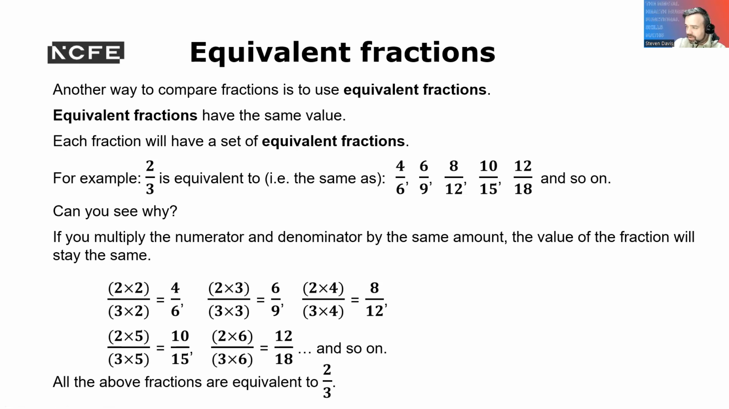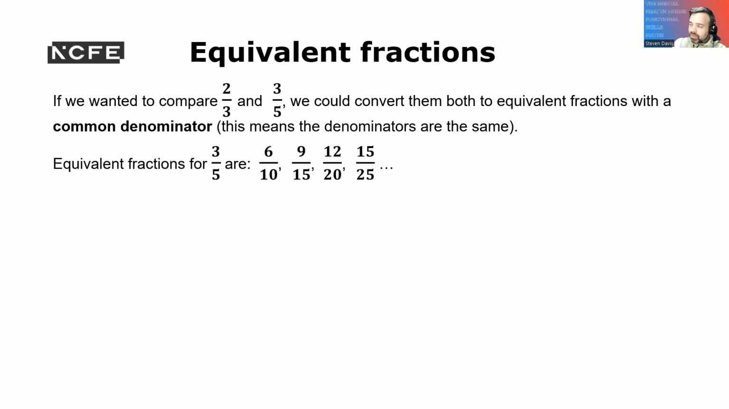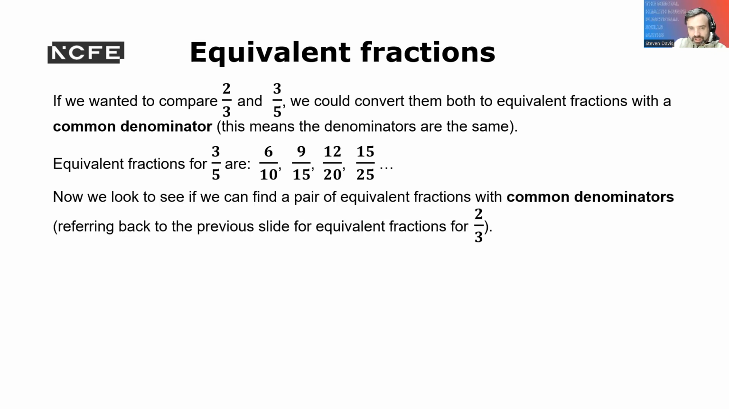So all the fractions above are equal to 2/3. If we wanted to compare 2/3 and 3/5, we would convert them both to equal fractions with a common denominator. This means the denominators are the same. Equal fractions of 3/5 are 6/10, 9/15, 12/20, and 15/25.